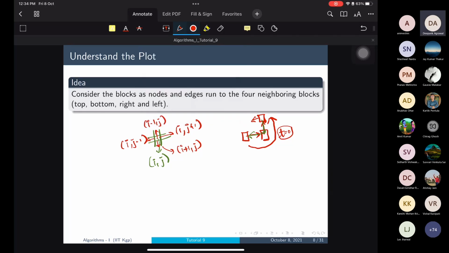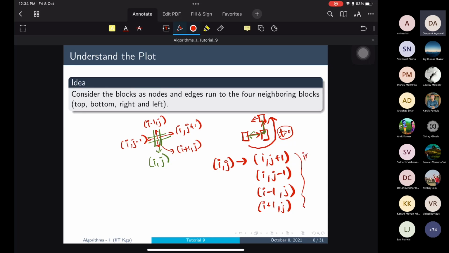Okay, so from i comma j you can move to i comma j plus 1, j minus 1, i minus 1 j, and i plus 1 j, right? Only these four particular cells. And of course, if these cells are inside the grid, right?